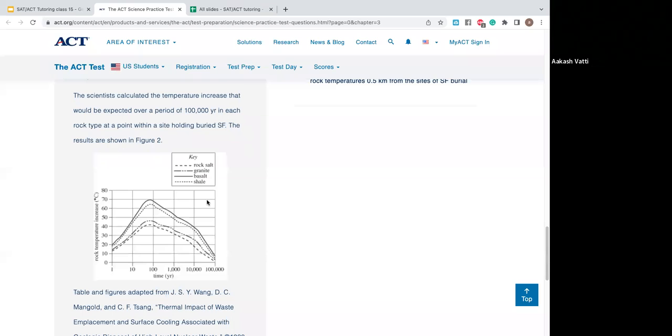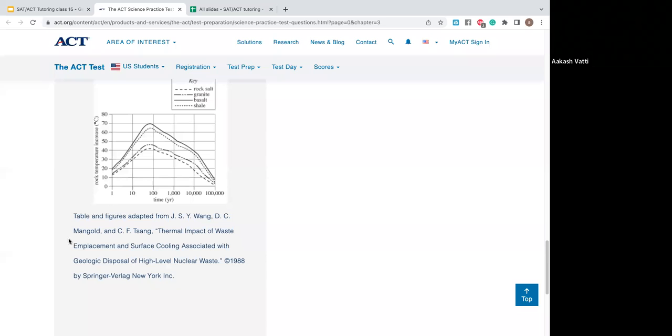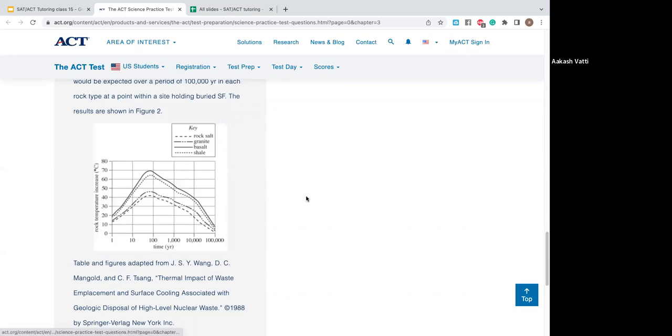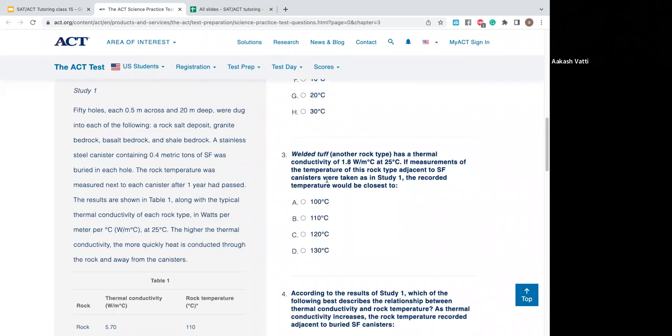So I would say, at 1,000,000 years, following the trend from the graph up to 100,000 years, it would be 0, because at 100,000 years, you're already very close to 0, and it looks like it's still decreasing more. So the temperature wouldn't be increasing at all after 1,000,000 years, or it would be really close to 0.